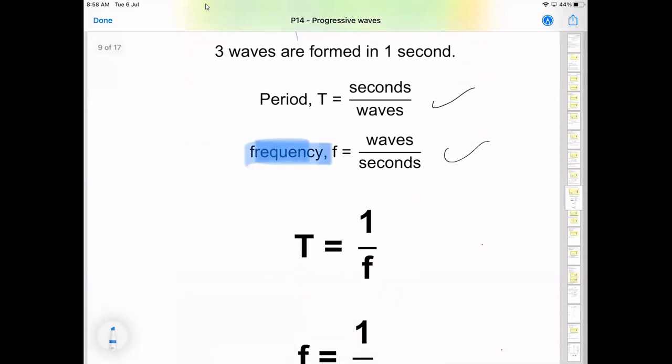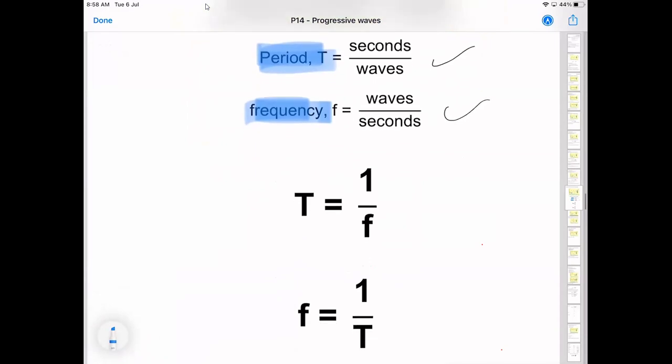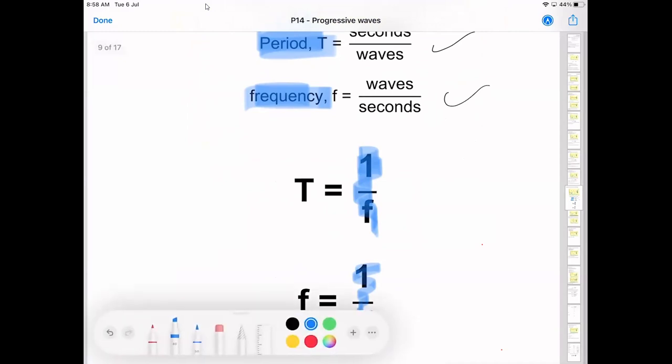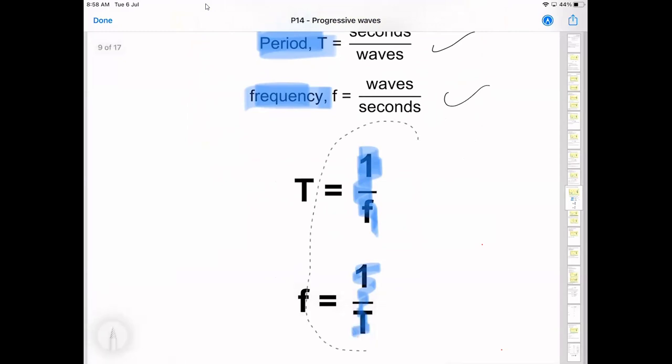Yep, sir. So we have period and we have frequency. Now the slightly more mathematical one is, would you agree with me that they're just the inverse of each other? Yeah. So if I took either one of those two quantities and I inverted them, I would get the other quantity.